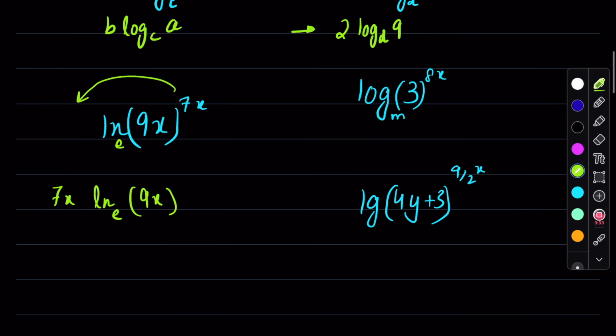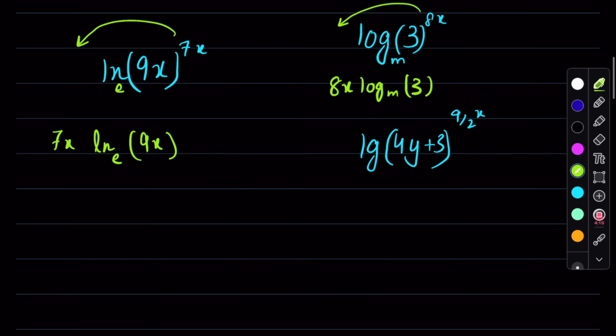Let's take another look at log base m argument of 3 raised to the power of 8x. Our entire argument is 3, right? And our power is on the whole term, which is 3. So in this case, again, we will follow the same rule. Our 8x will be shifted backwards and will become the coefficient of the entire logarithm function. So 8x log of base m argument of 3.